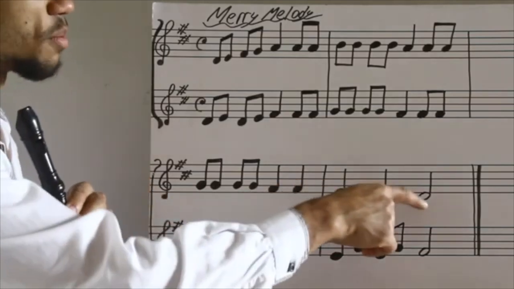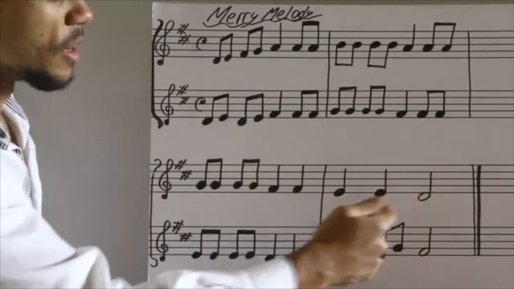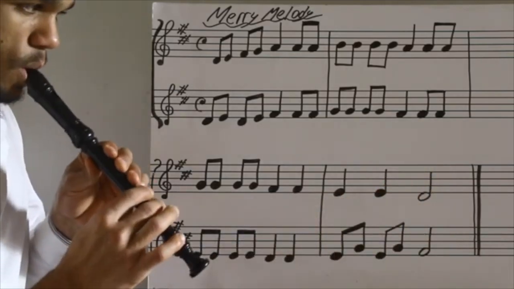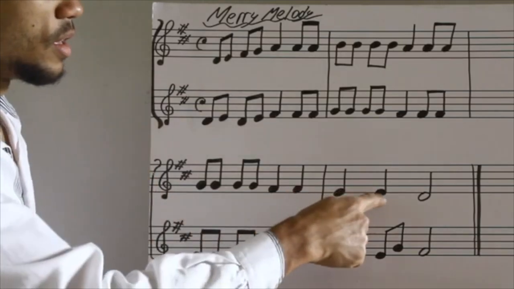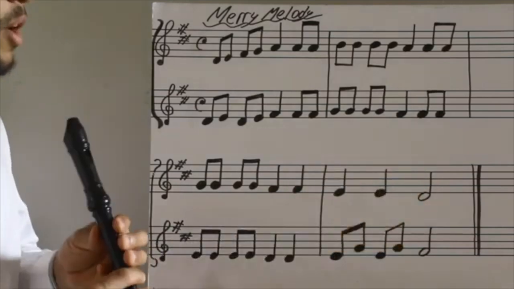Easy stuff. Let's try and finish bar number 4. We have 2 E's and a dangling D. E, so that's going to be E, E, D for 2 beats on that D. Let's try bar number 4. Go.